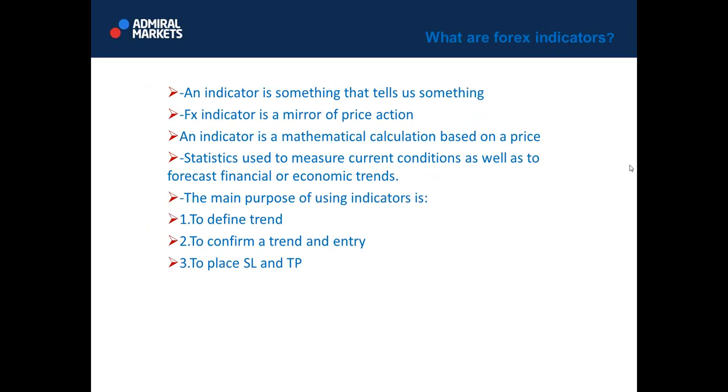The main purpose of using indicators is, first, to define trend. For trend defining, we need only one indicator. Second, to confirm a trend and entry. For confirming trend and entry, we only need one indicator. And third, to place stop loss and target price. For that particular part, we only need one indicator.